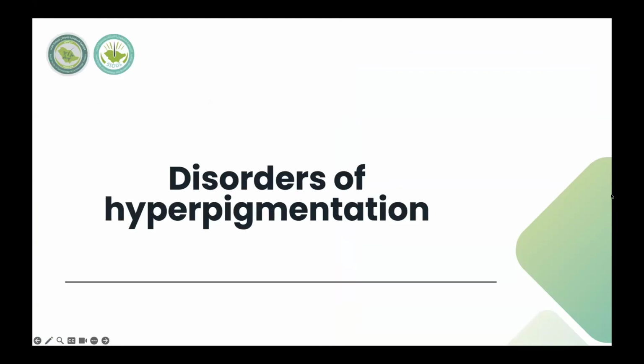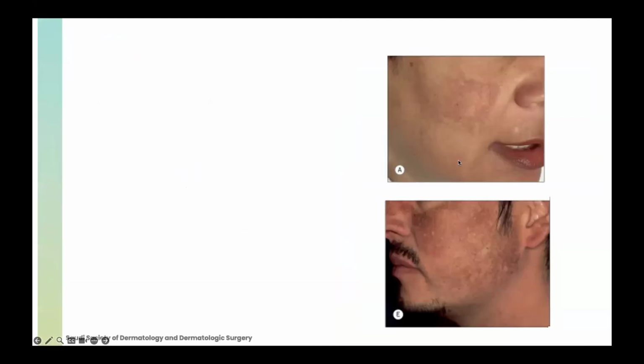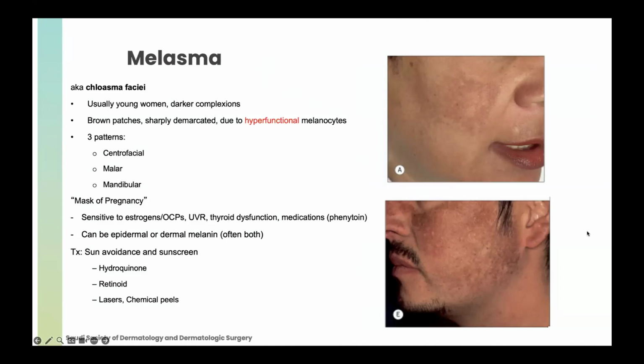Now let's talk about disorders of hyperpigmentation. Okay, what is this? Correct. This is melasma. For melasma, it's basically hyperpigmented patches, mostly present on the cheeks. It can present in the temple areas as well sometimes. It is usually triggered by hormonal changes, like in pregnancy, people taking estrogen or OCPs, and sometimes some medications like phenytoin. It can be either epidermal or dermal, or actually mixed. And that's usually the case.